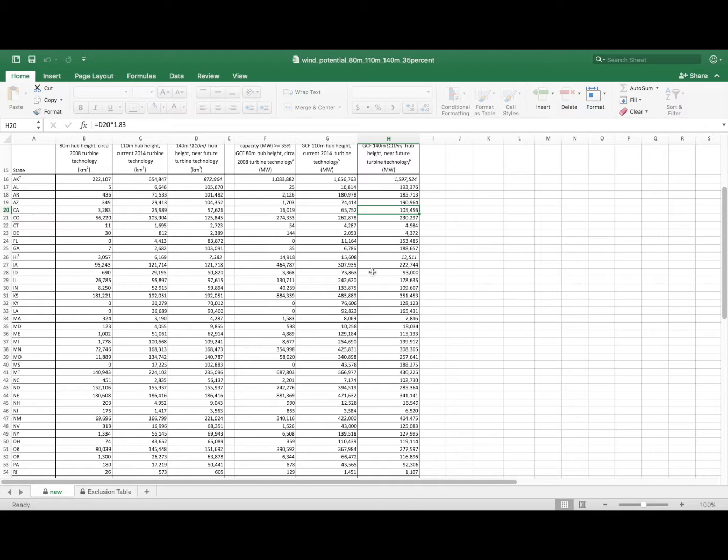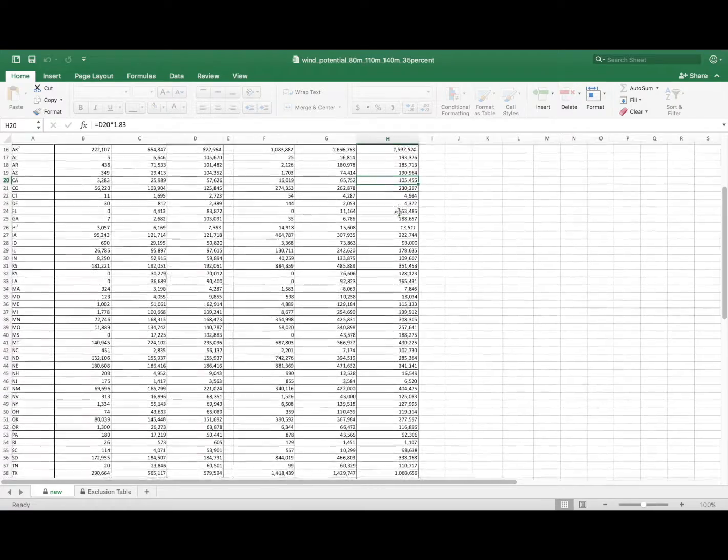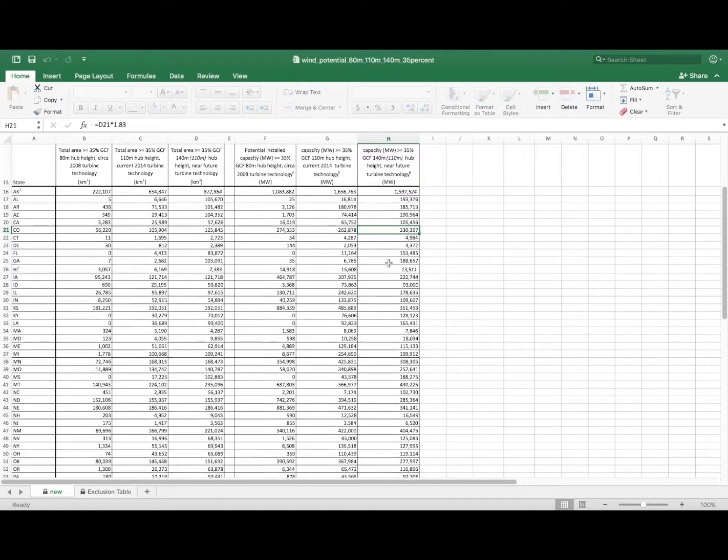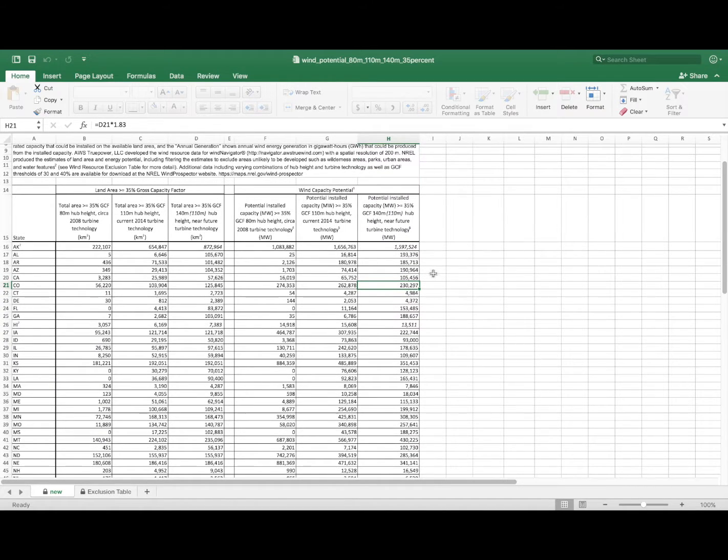So on land, they're talking about 105 gigawatts of energy. Right now, the United States is only drawing 400 or 500 gigawatts, and that would be a huge amount of electricity.